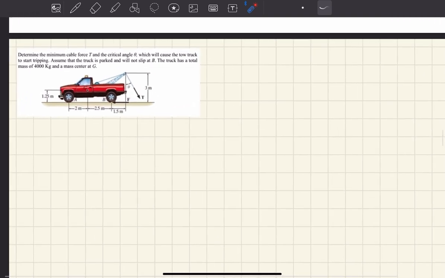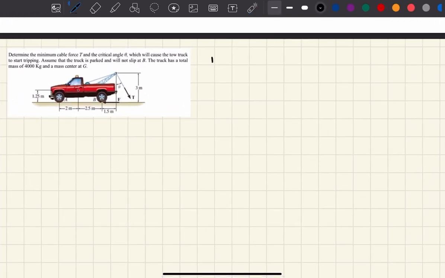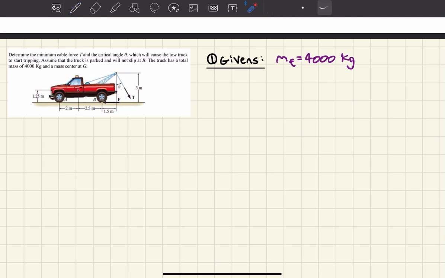So with any question, we are going to start off with givens. And in terms of what you're given in this question, specifically values, you're not given much other than the dimensions on the diagram and that the mass of the truck is 4,000 kilograms. Okay, what else do we put in givens? Well, we put equations, but the only equations that come to mind for me at least are the sum of the moments equal to 0 or the sum of forces equal to 0.